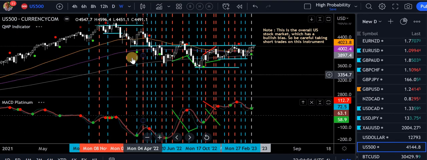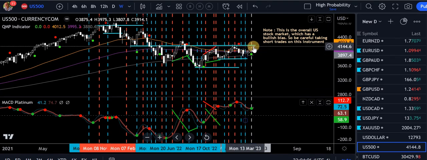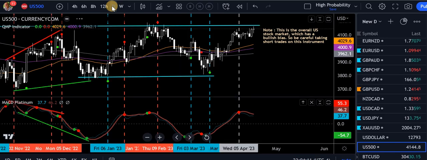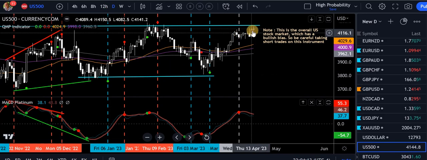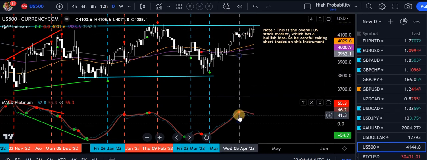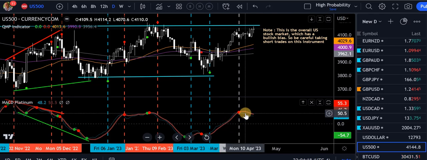This is a weekly chart. That line's been there forever. And here we are at it again. That's that line there. So, I'm interested to see what happens. We've got a MACD platinum above the zero level, and a red dot on the MACD platinum above the zero level.